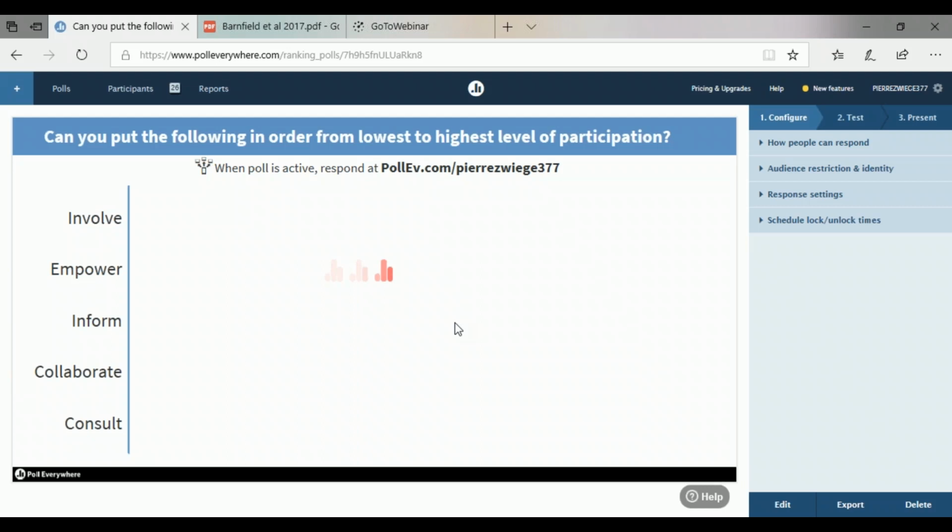There you go. So it should be ready to go, and you can just drag and drop the titles based on your perspective. There we go. Now it's live.